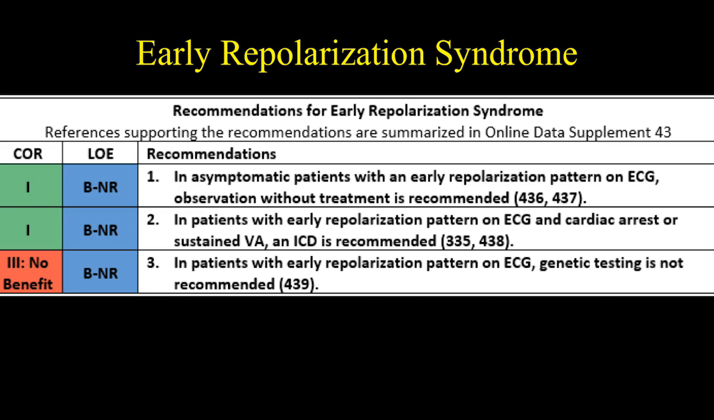So here's the recommendation. Asymptomatic patient with early repolarization, don't do anything. And patients who have early repolarization who've had a cardiac arrest, we put a defibrillator in. And unfortunately, there is no genetic testing that we have. So I guess at that, I will probably stop and entertain any questions that you have.